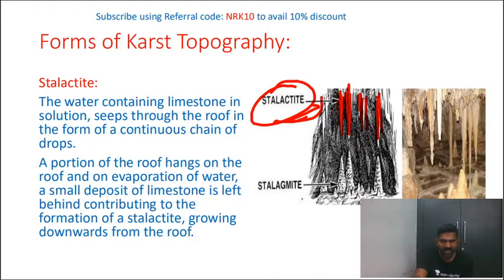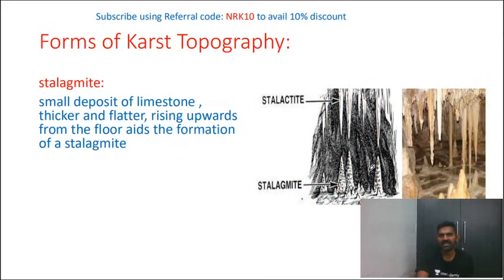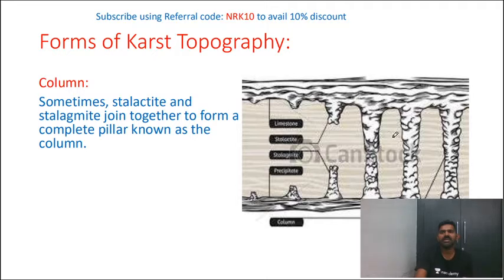Now when the water is falling down slowly, below also there will be some forms which are developing. These which are rising from the bottom to top are called stalagmites. Now when stalactites and stalagmites combine, they become something called a column. So we have got stalactites, stalagmites, and columns. These are the stalactites, these are the stalagmites, and these are the columns.